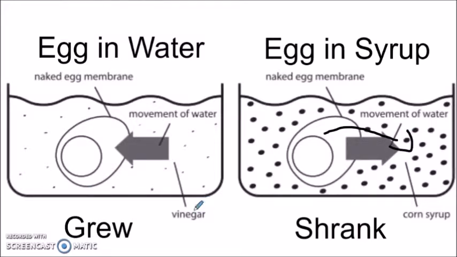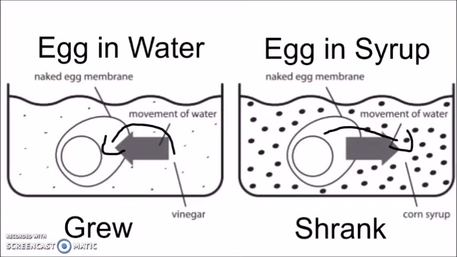From the experiment, we can see that the egg within the water grew exponentially compared to its starting position. This is because the concentration of water outside of the egg is much higher than the concentration of water within the egg. This means that the water has to move from high concentration to low concentration across the semi-permeable membrane to try and even out the concentration.